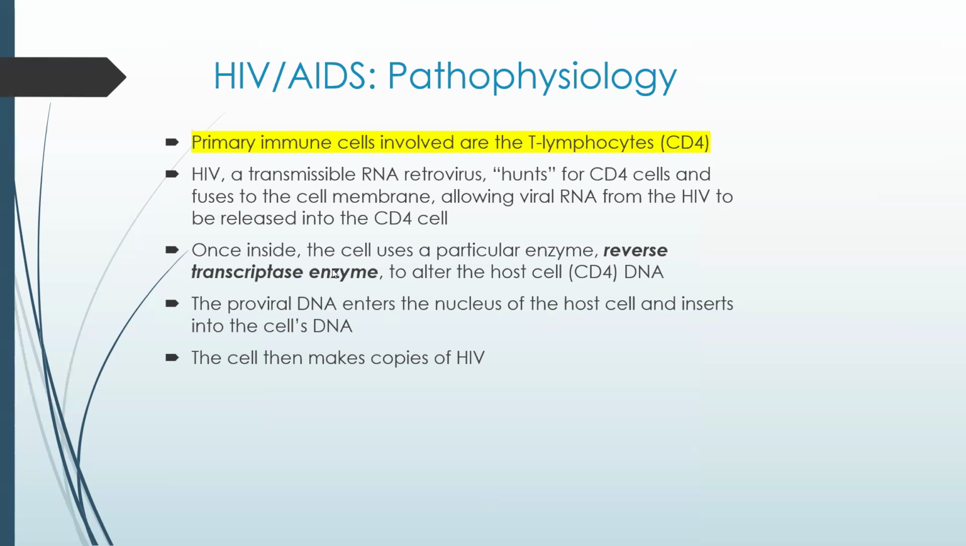The pathophysiology: the primary immune cells involved are the T lymphocytes, the CD4 cells, and I highlight that because that oftentimes is an exam question. HIV is a transmissible RNA retrovirus. It hunts for those CD4 cells because that's what it uses to replicate itself. Once inside, it uses a reverse transcriptase enzyme to alter the host DNA and hijack it, like I said. The proviral DNA enters the nucleus, and then it just keeps making copies of the HIV using that CD4 cell.